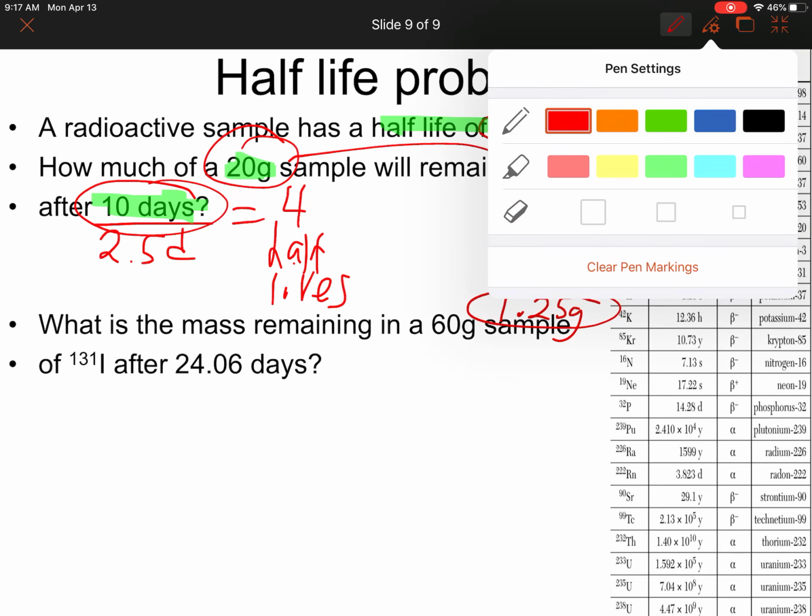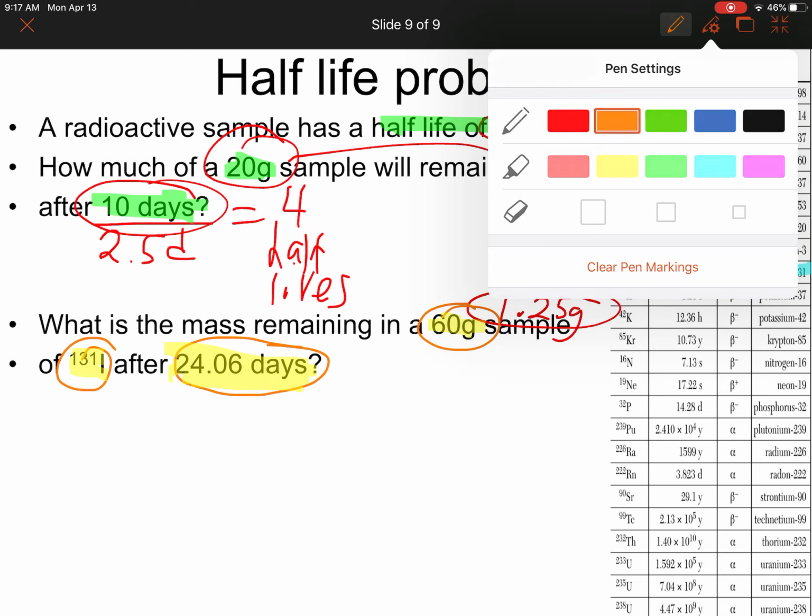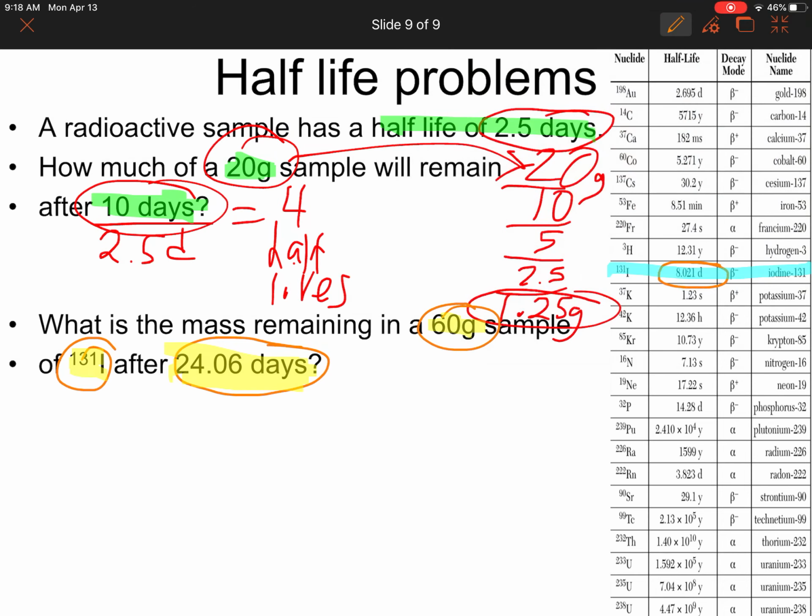Okay. What is the mass of a 16-gram sample of I-131 after 24.06 days here, guys? All right, let's see. Well, they gave us 1 unit of mass and 1 unit of time. So that means we need to look up the half-life, correct? Good. The half-life of what? I-131. Well, let's find it. I-131. There it is. And the half-life they gave us here was 8.021 days.